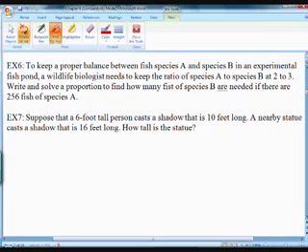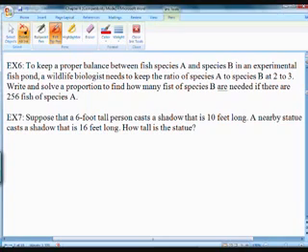Last problem. Example 7 says, suppose that a 6-foot tall person casts a shadow that is 10 feet long. 6 foot tall, shadow's 10 foot long. A nearby statue casts a shadow that is 16 foot long. Let me explain how you can actually use this. Trees out in your yard. Let's say that there is a 50-foot tree in your yard. Would you like to take a tape measure and climb to the top of that thing to find out how tall it is? No. You can use this method for finding out how tall things are.